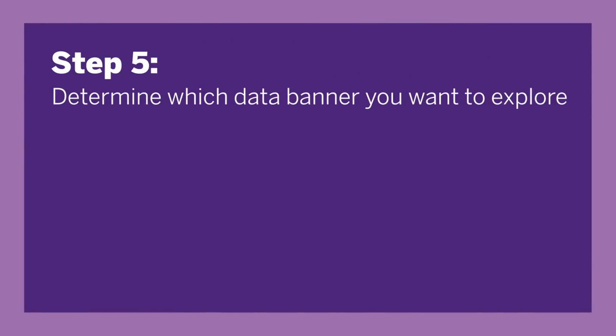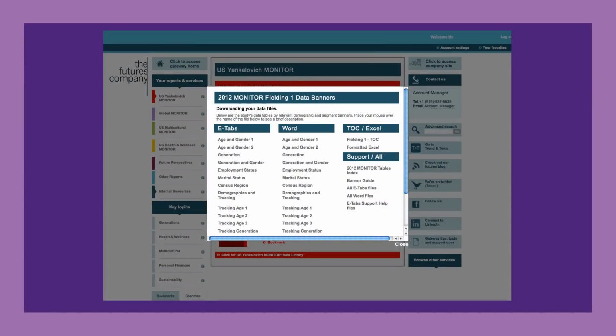Step 5. Determine which data banner you want to explore. We've pre-cut the data in a variety of different ways, all listed on the left-hand side of the page. Some of these varieties include age and gender, generation, generation and gender, employment status, marital status, census region, demographics and tracking, and a series of tracking documents by age, generation, and parental status.